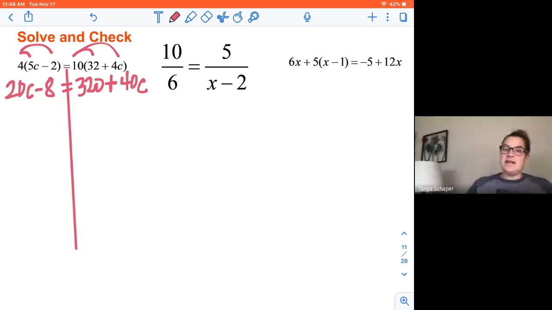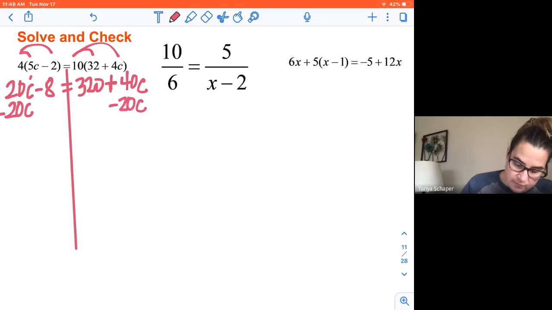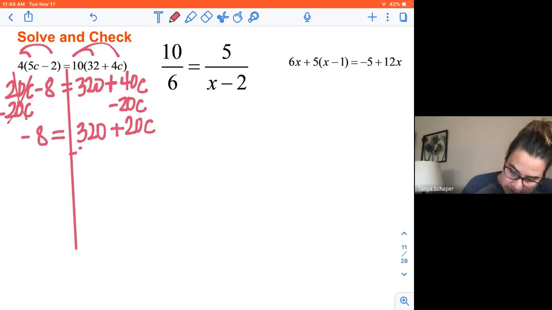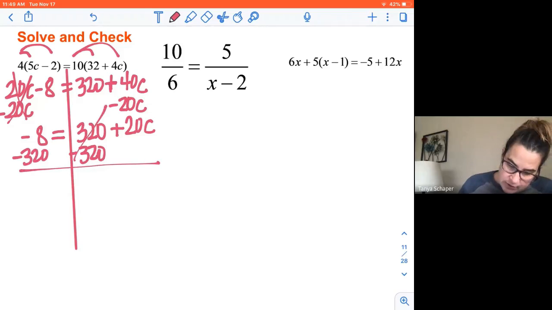And now I need to figure out which side I want my variables on. For fun, I'm going to move them to the right. So I'm going to undo 20C by subtracting 20C from both sides. So negative 8 is the same as 320 plus 20C. And now I'm going to undo the 320 by subtracting 320 from both sides. So I'm going to have 20C is equal to negative 328.